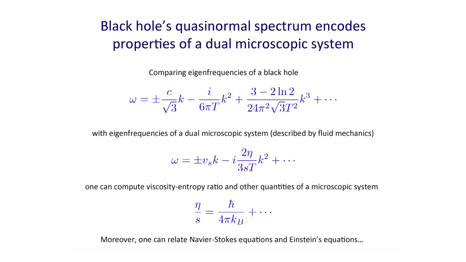One simple example is the following. This is the spectrum of a black hole, the honest calculation from the gravitational side, and this is the dispersion relation which is expected from the point of view of a field theory of microscopic degrees of freedom. By comparing the two, you can see that the speed of sound is the speed of light divided by the square root of 3, and you can compare these two terms and read off the viscosity entropy ratio and other quantities of the microscopic system. Moreover, one can go on and relate Navier-Stokes equations of this fluid of microscopic degrees of freedom and Einstein's equations quantitatively. This has been done around 2007, 2008. So this is very recent stuff.